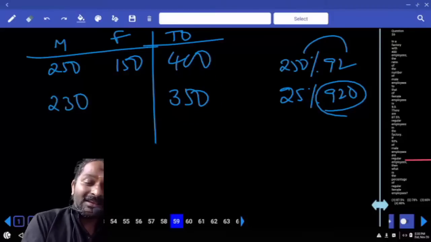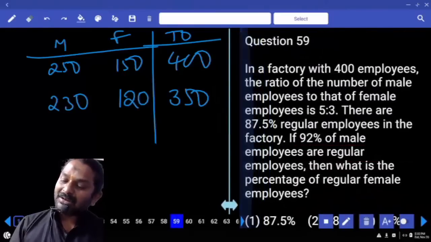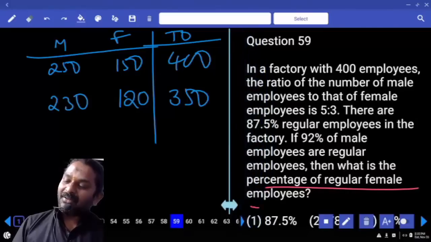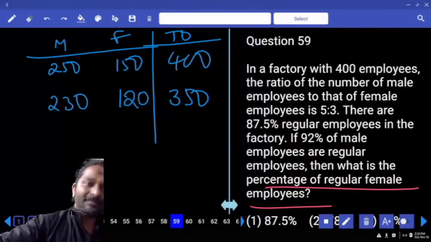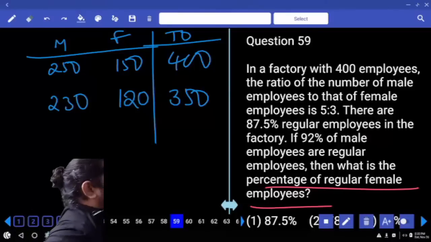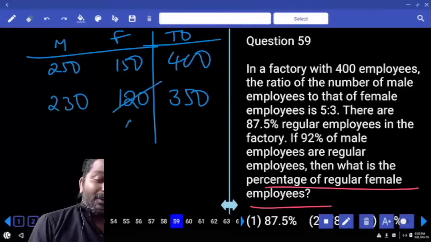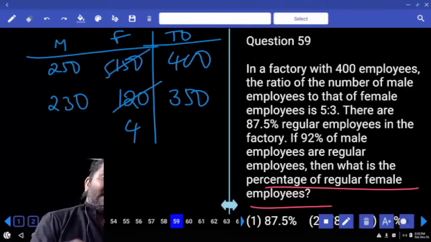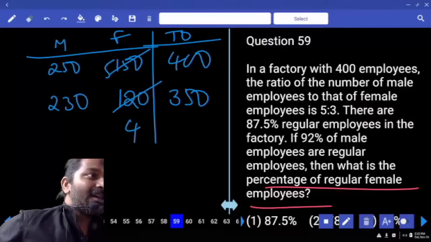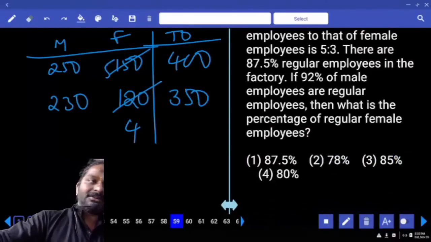Then the remaining 120 are female employees. The question is, what is the percentage of regular female employees? How many female regular employees are there? 120 upon 150. Cancellation with 30, 4 times, 5 times. That is 4/5 only. 4/5 in the sense? 80%. 80%, fourth option.